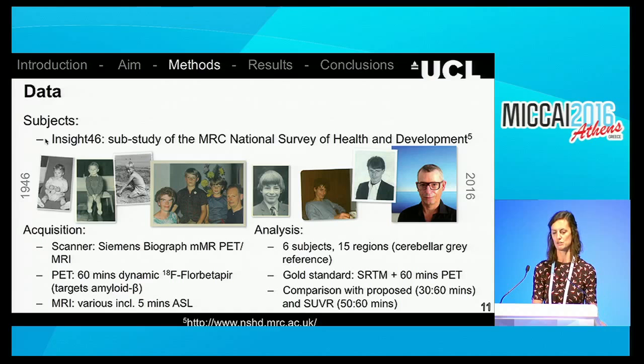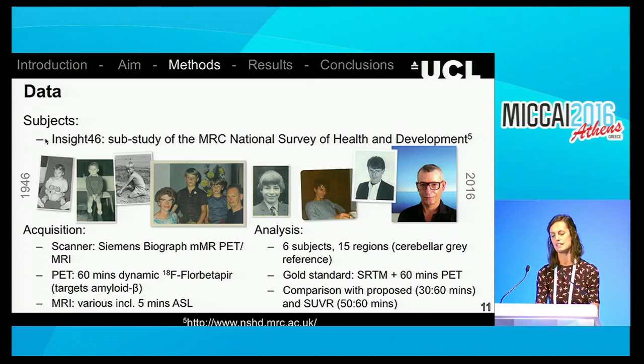So we analyzed for this work six subjects over 15 different regions. We took our gold standard value to be the full 60 minutes of PET data fitted with the simplified reference tissue model. And then we compared our proposed method using the 30 minutes of PET data and the ASL. And we also calculated the SUVR for comparison.